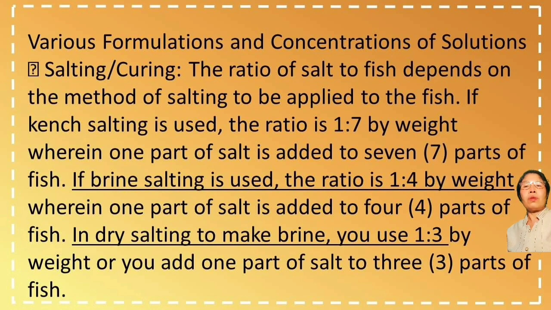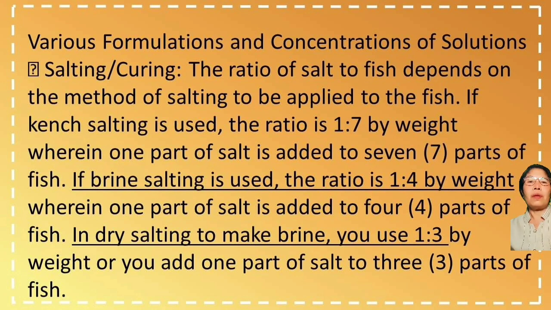There are various formulations and concentrations of solutions, like in salting and curing. The ratio of salt to fish depends on the method of salting to be applied to the fish. If canned salting is used, the ratio is 1:7 by weight, wherein 1 part salt is added to 7 parts of fish.